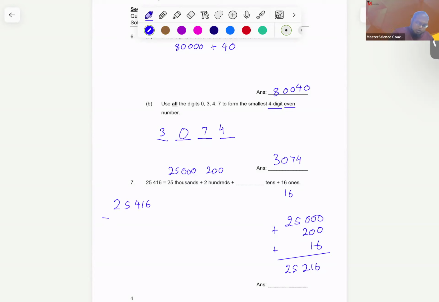Now I subtract 25,416 minus 25,216. So I'll get 200. But they want in terms of tens. So 200 is how many tens? 20. Correct. Why? Because tens is just 10, right? So it's 20. If you put 200, I cannot give you the marks.